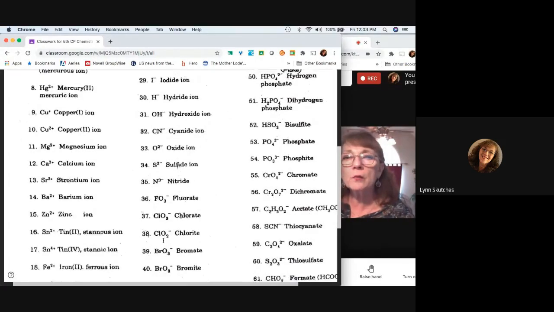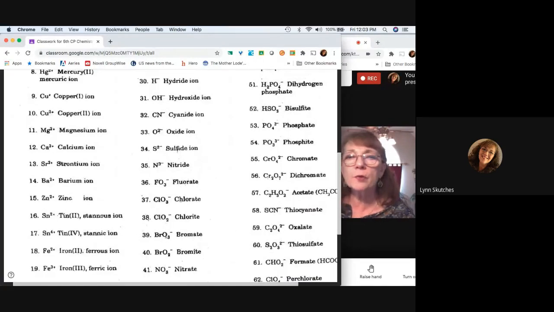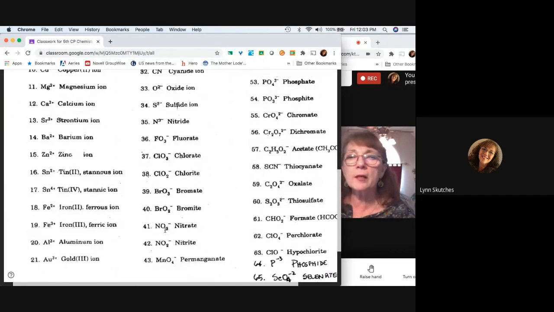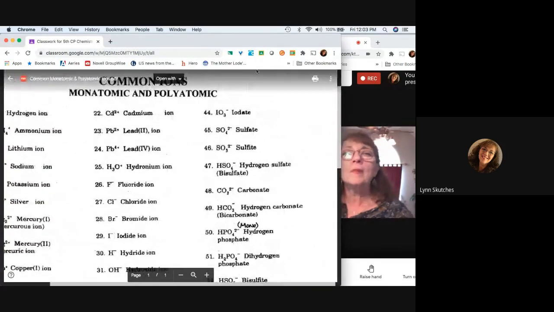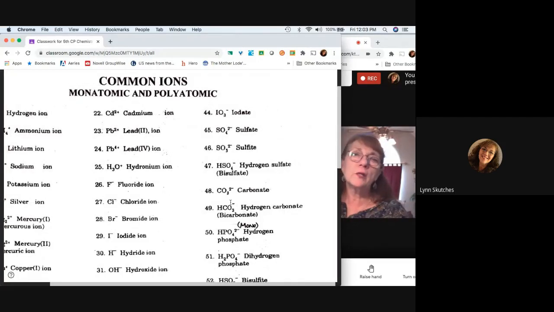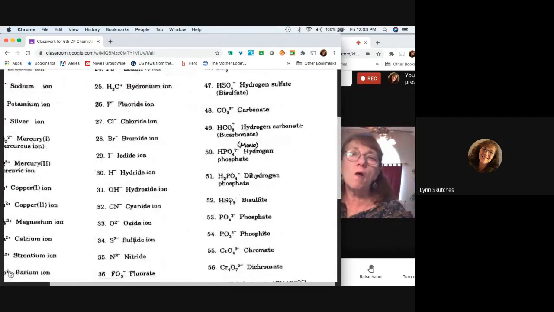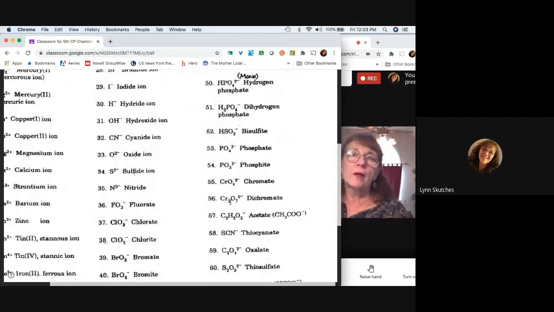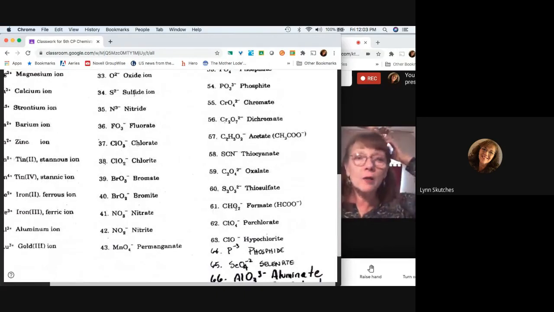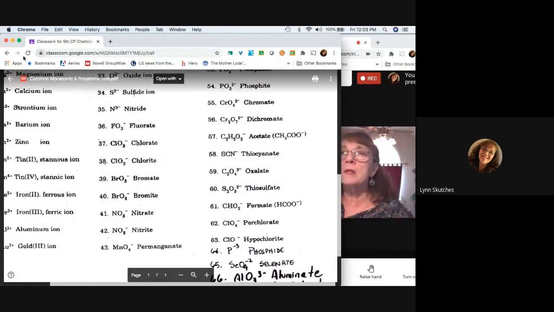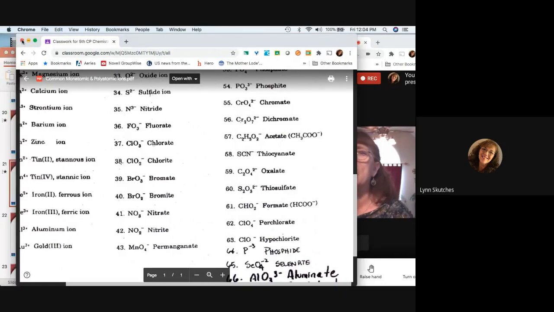fluorate, chlorate, chlorite, bromate, bromite, nitrate, nitrite, manganate, what the heck is that? Iodate, sulfate, sulfite. Look at all of these. What element do they all have? Except for this one. They all have oxygen. Okay, that's a big deal, and we'll be talking more about that.